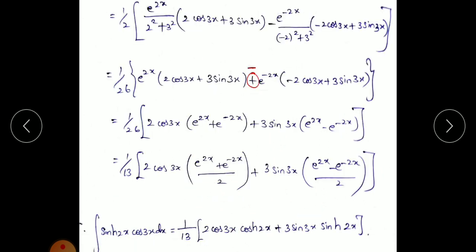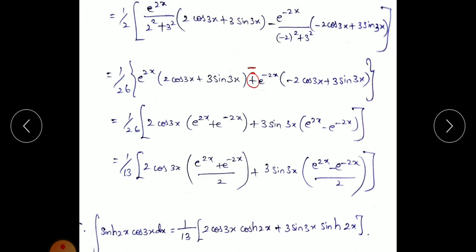So half into e power 2x by 2 squared plus 3 squared, that is a squared plus b squared, then 2 cos 3x plus 3 sin 3x, that is a cos bx plus b sin bx. Likewise minus e power minus 2x divided by minus 2 the whole square plus 3 square, into minus 2 cos 3x plus 3 sin 3x. Now here 2 square plus 3 square is 13. Here also 13 will come.